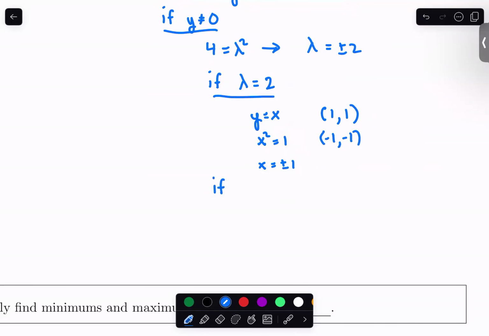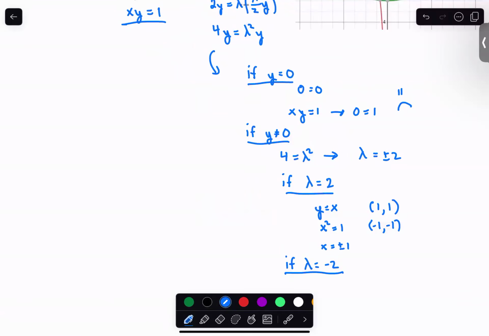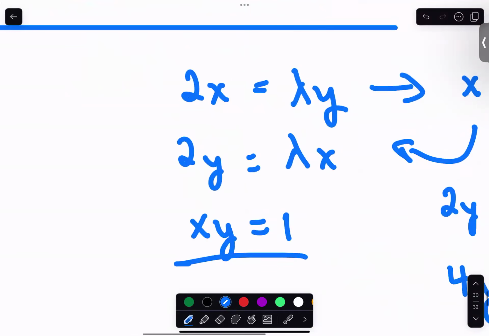The final case is if lambda is equal to negative 2. So if lambda is equal to negative 2, then I'm going to have the situation, again, kind of going back up here, I can look at really either my first or my second in my system of equations, and I'm going to have that y is equal to negative x.